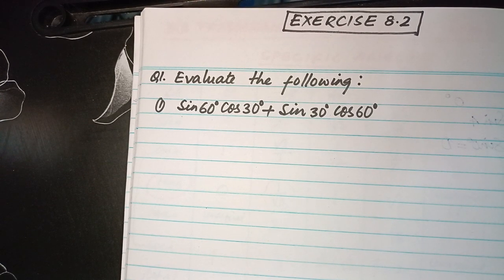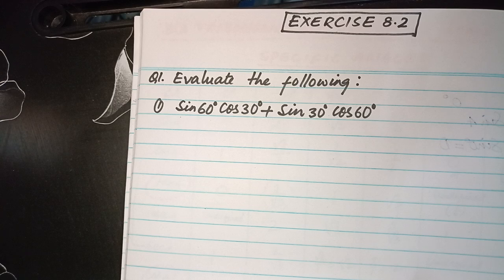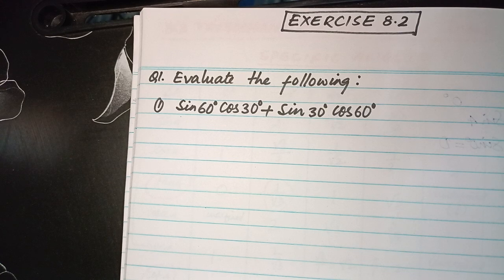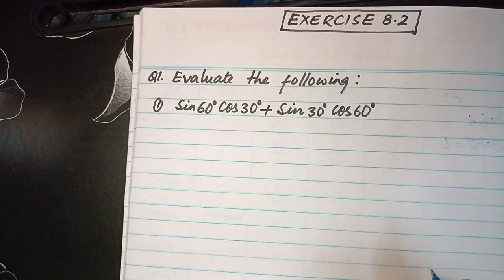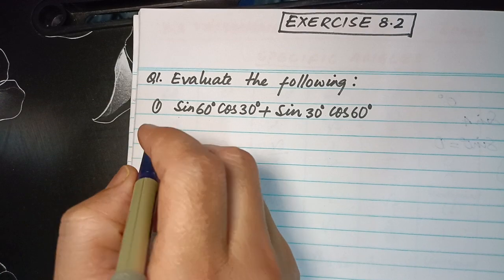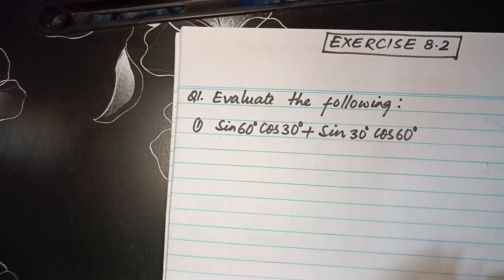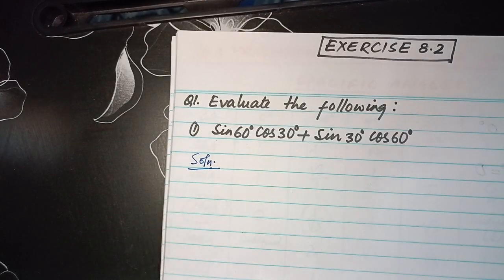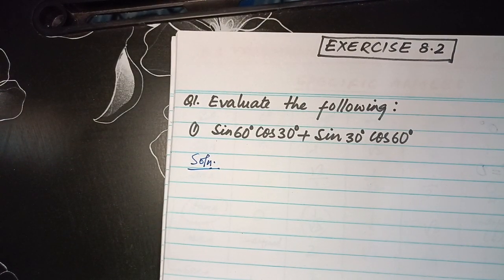Here we are going to use the table that we have studied in our previous video. If you have not gone through that, you can watch it. I'll provide the link in the description. Let's start with this. Here we are given the value sine 60 degree cos 30 plus sine 30 cos 60.